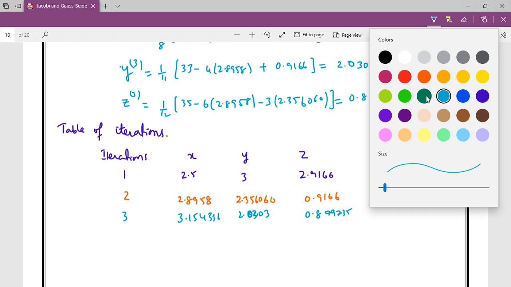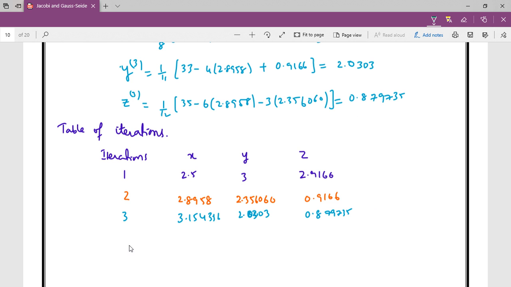I write it directly in the table. The fourth iteration gives the x value as 3.04143 and the y value as 1.98. Three iterations are over, and this is the fourth iteration.